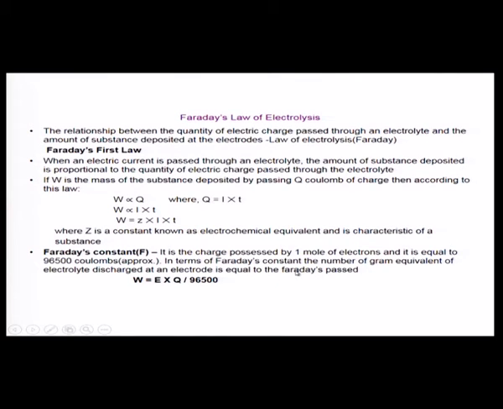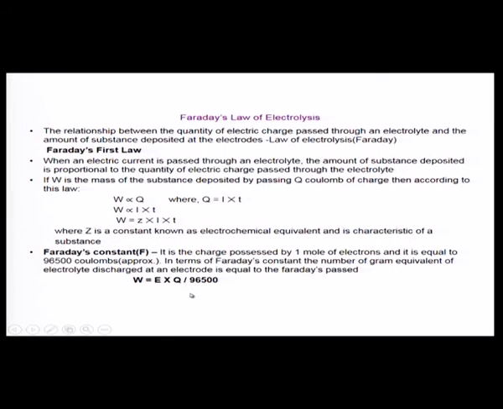In terms of Faraday's constant, the number of gram equivalents of the electrolyte discharged at the electrode is equivalent to the Faraday's actually passed. That means, with this we can get the amount of weight deposited at the electrode, which is equivalent to the equivalent weight of the particular substance into the number of coulombs passed, that is I into T, divided by the Faraday's constant value, that is 96,500.